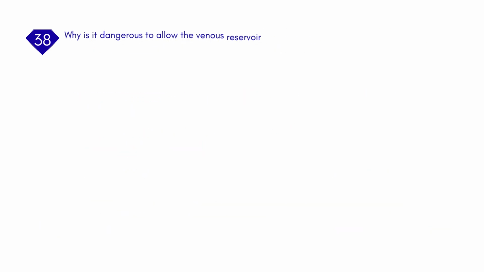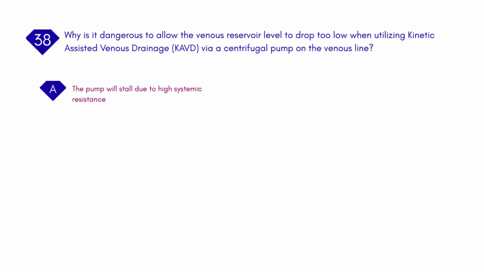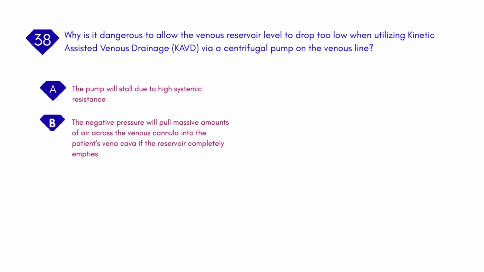Why is it dangerous to allow the venous reservoir level to drop too low when utilizing kinetic-assisted venous drainage, KAVD, via a centrifugal pump on the venous line? A. The pump will stall due to high systemic resistance. B. The negative pressure will pull massive amounts of air across the venous cannula into the patient's vena cava if the reservoir completely empties. C. The blood will instantly cool down. D. The cardiotomy filter will rupture.